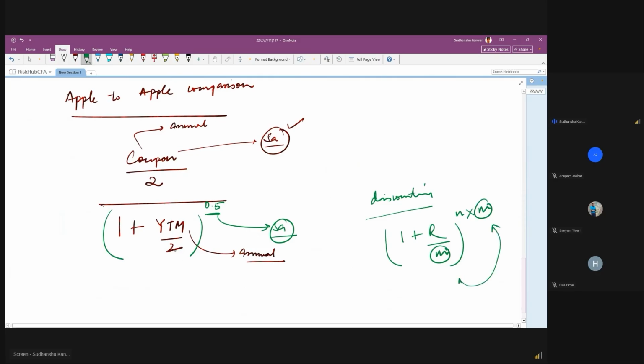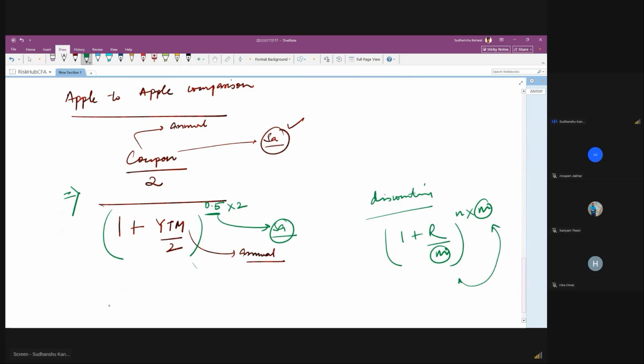So 2 gets divided here. This is semi-annual. Semi-annual is 6 months, right? 6 months will be 0.5, 0.5 into 2. So this is the logic. Coupon gets divided by 2, coupons become semi-annual. The discount has to be semi-annual, because otherwise we are violating the principle, we are not following the same logic, right?